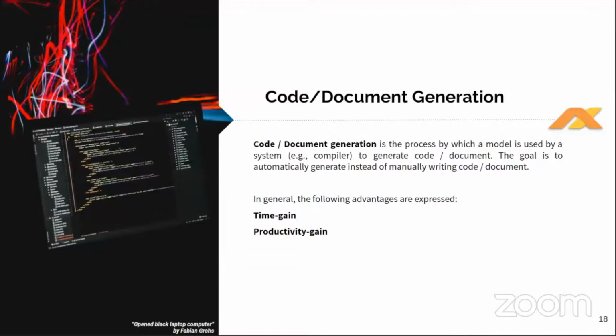The second feature is about code and document generation. The idea behind this is, instead of manually writing everything, I mean the code or the document, to reuse existing models in order to generate either the documentation for the system, because sometimes models are used as a design and as a means for documentation, but also this is used to generate parts of the system. And when doing this, we have important time gains and important productivity gains.